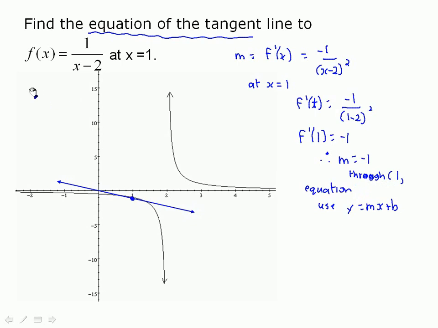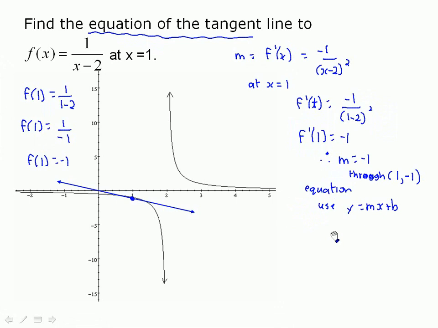To find the y point on the original curve, you need to go into the original function. f at 1 is equal to 1 over 1 minus 2. So it's always the original function that will supply you with the ordered pairs. So f at 1 is equal to negative 1. So therefore, we have a line with a slope of negative 1 passing through the point 1 comma negative 1.